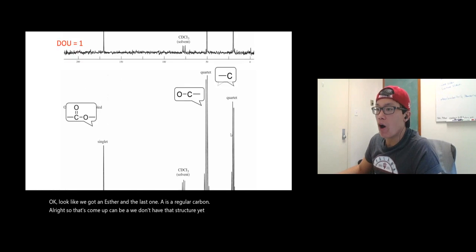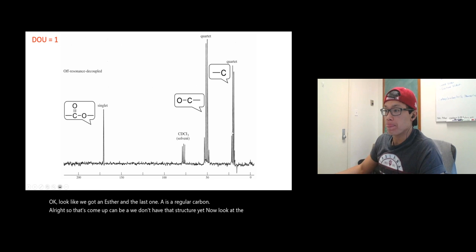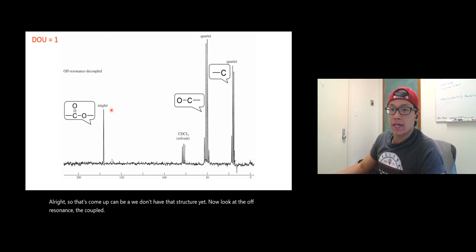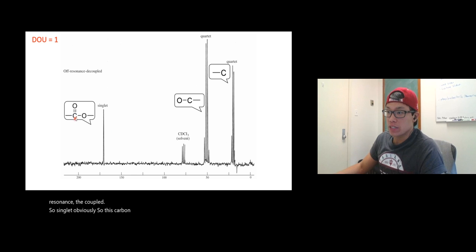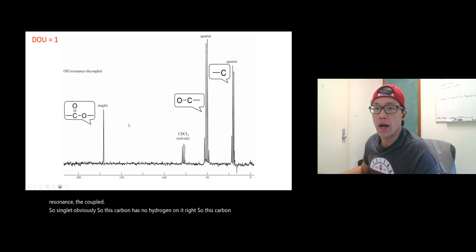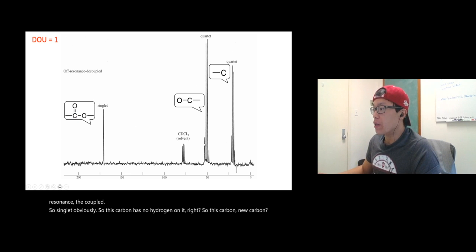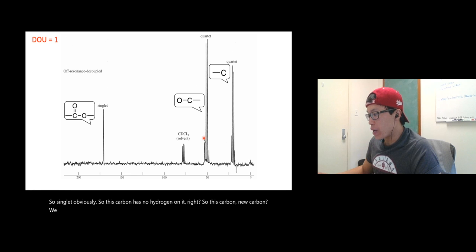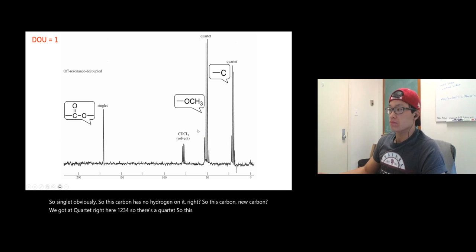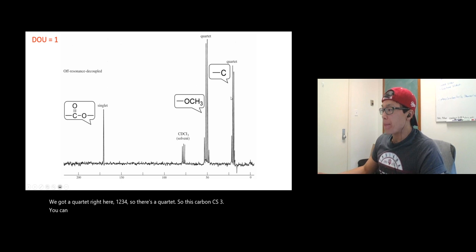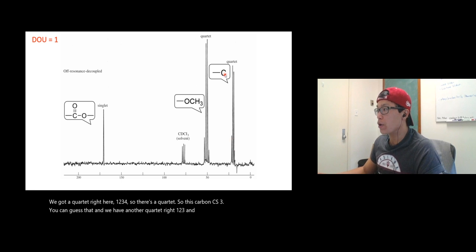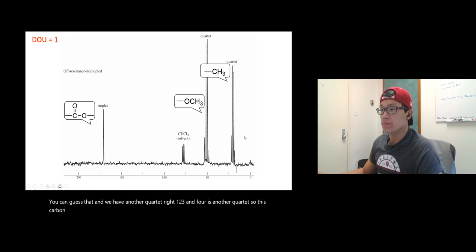Now look at the off resonance decoupled. Okay, so a singlet, well, obviously, this carbon has no hydrogen on it, right? So that's the carbonyl carbon. We got a quartet right here, 1, 2, 3, 4. So there's a quartet. So this carbon is a CH3. You can guess that. And we have another quartet, right? 1, 2, 3, and 4. This is another quartet. So this carbon is also a CH3.